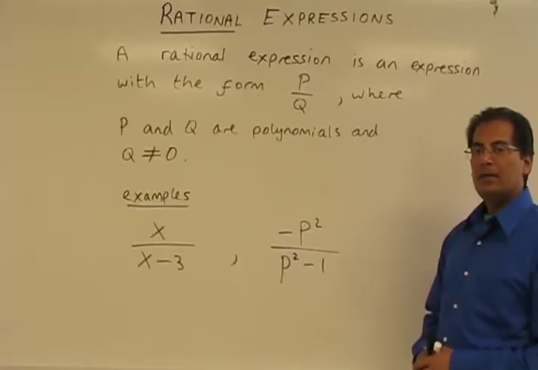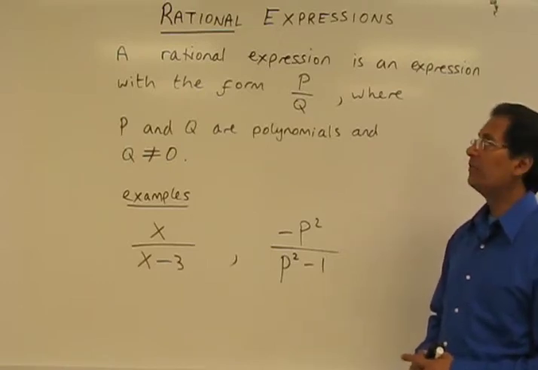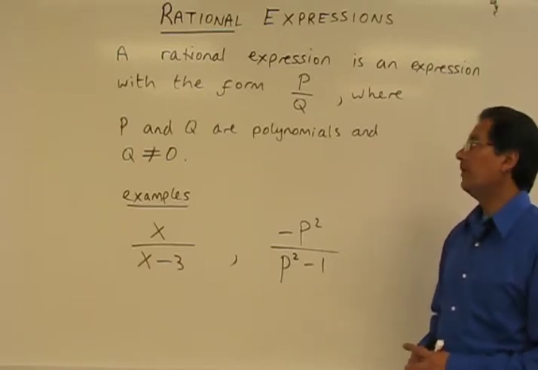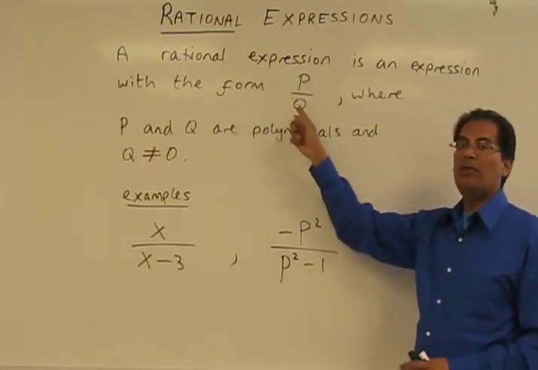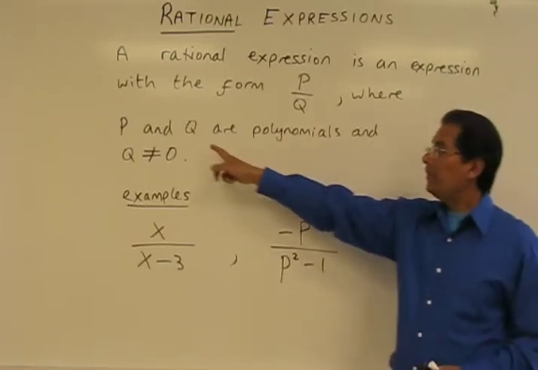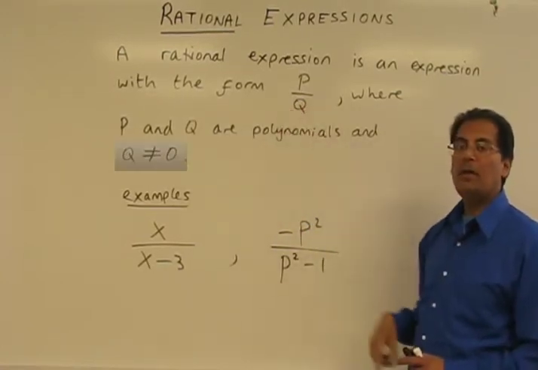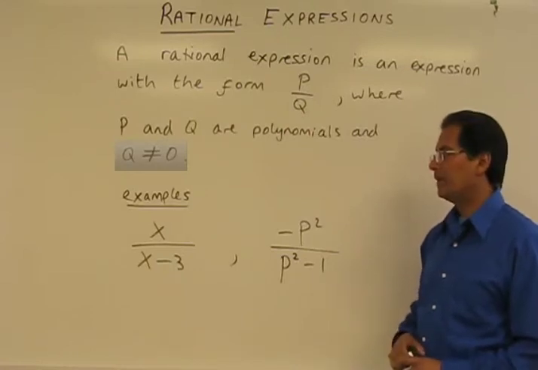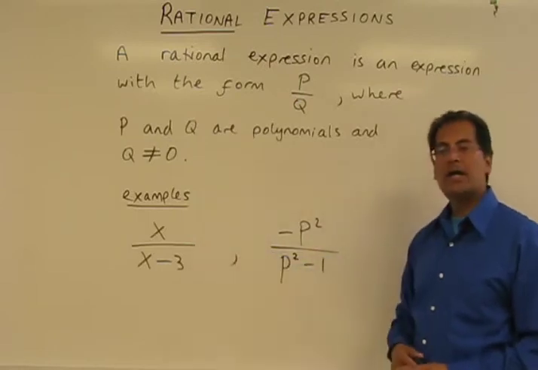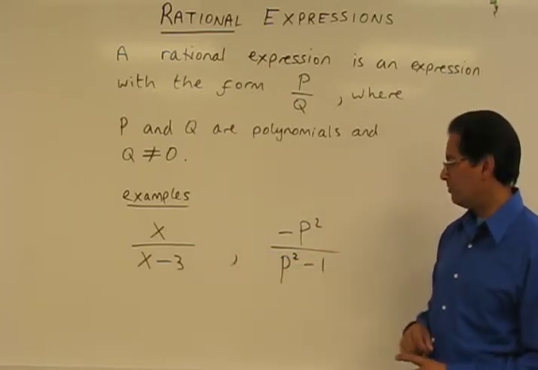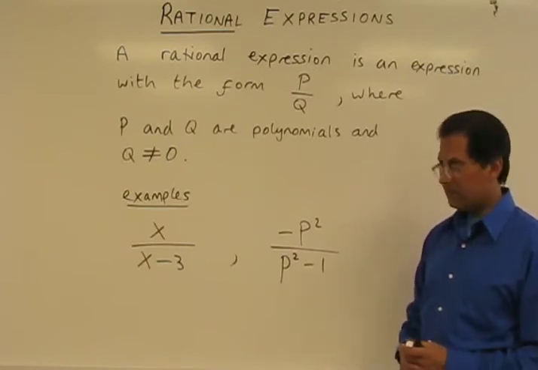Hello again. Today we're going to talk about rational expressions. Rational expressions are the fractions of algebra. A rational expression is an expression with the form p over q, where p and q are polynomials and q, the bottom, the denominator, is not equal to 0. Some examples of rational expressions we have are x divided by x minus 3, negative p squared over p squared minus 1.